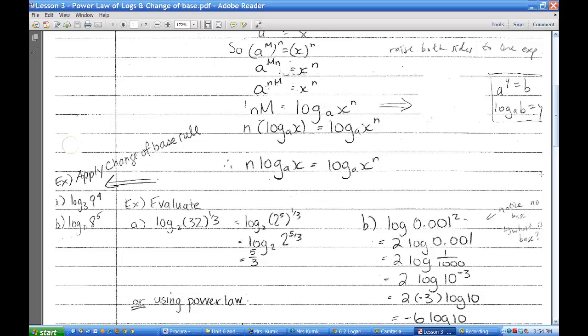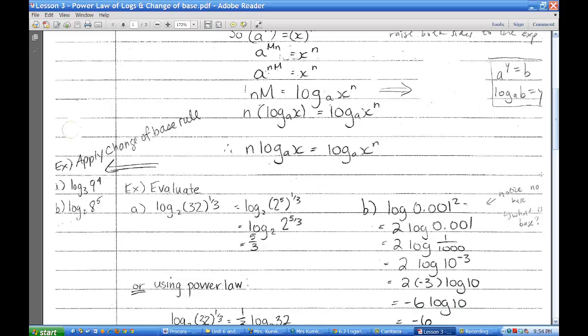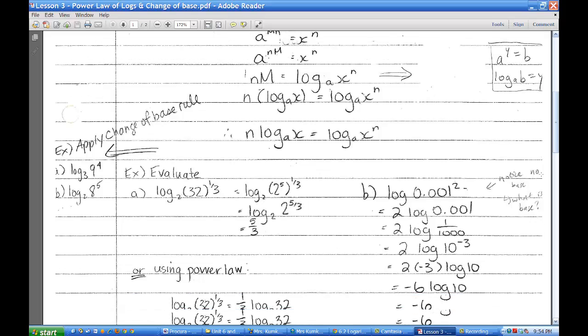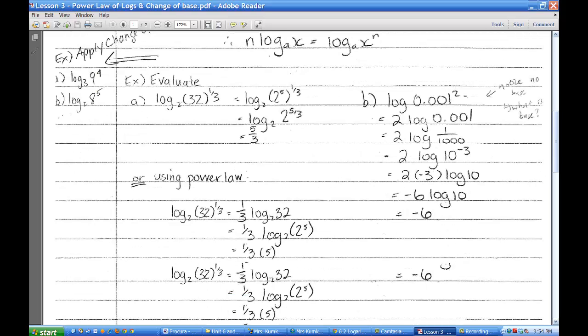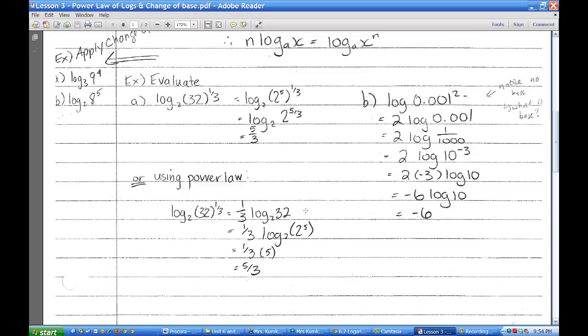The other option is to use the power law. What we could do is take 1/3 and just bring it over to the front, just like we did here. So 1/3 goes over here, and then we solve the log. Log base 2 of 32 is going to give me 5. And then multiply 5 by 1/3, and that's going to be 5/3.